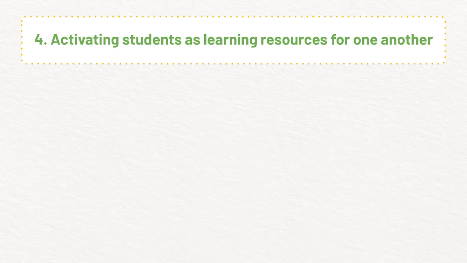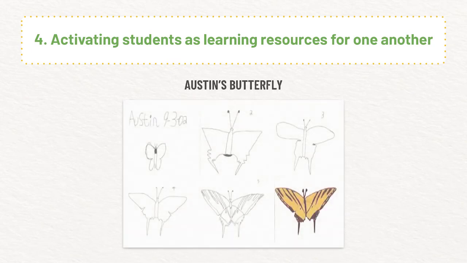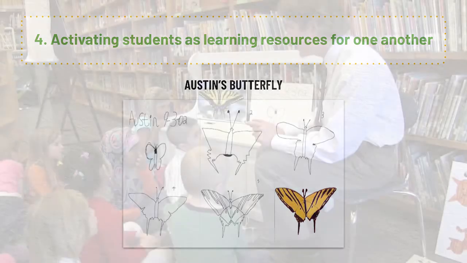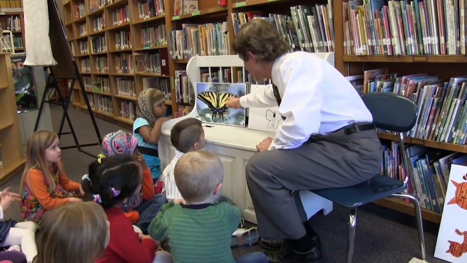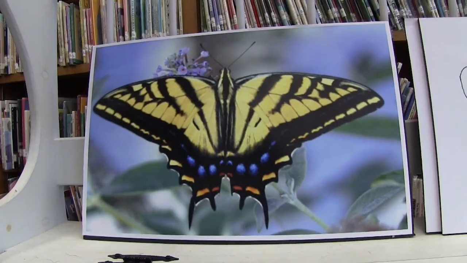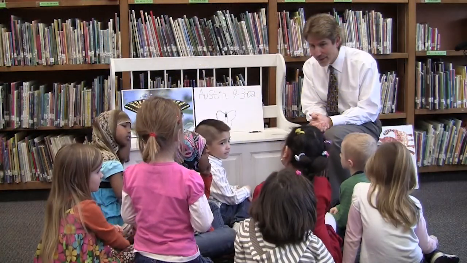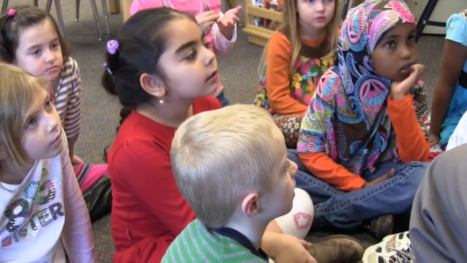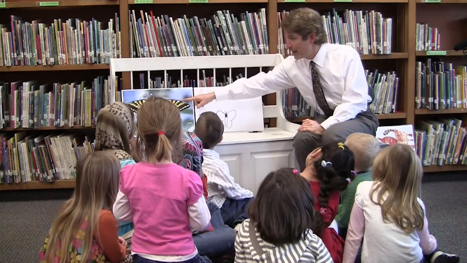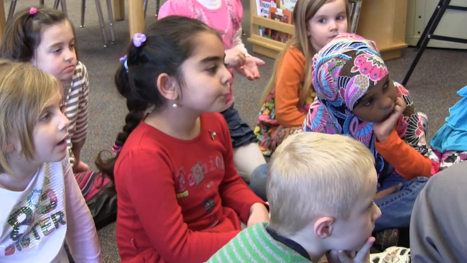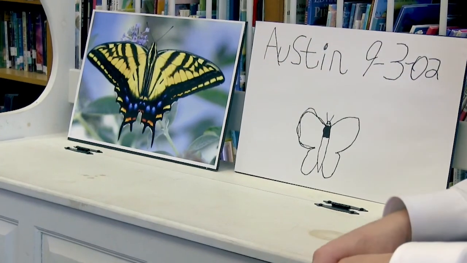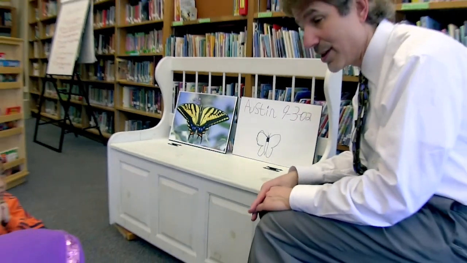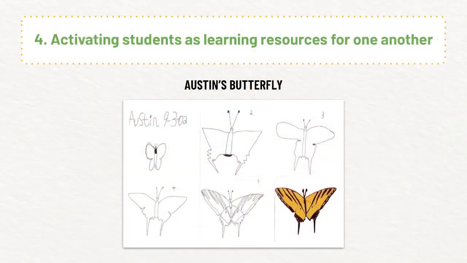Activating students as learning resources for one another. In a popular video on YouTube called Austin's Butterfly, kindergarten students are seen giving each other feedback to improve their work. While it's important to allow students the opportunity to practice giving and receiving feedback, the teacher needs to realize that students are often novices, and therefore teachers cannot entirely rely on this kind of feedback. Teachers must check the quality of this feedback.